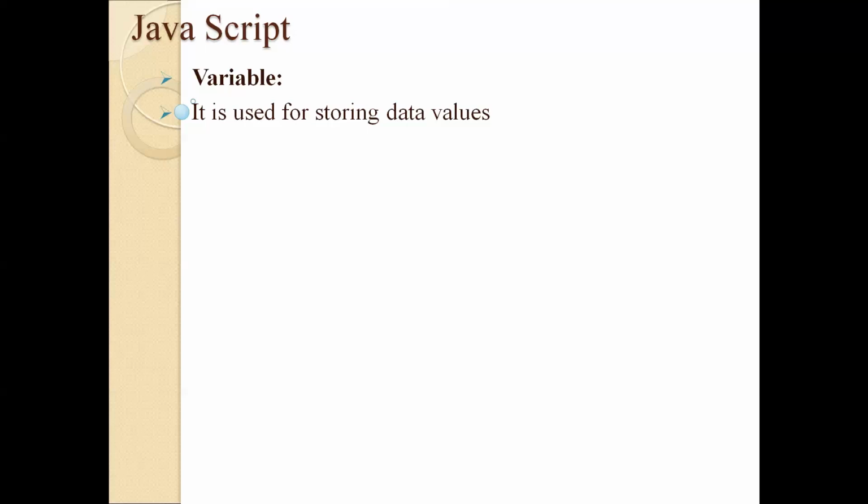So a variable is nothing but some amount of space which is reserved under a variable name in order to store values. So that is the first point here. A variable is used for storing data values.